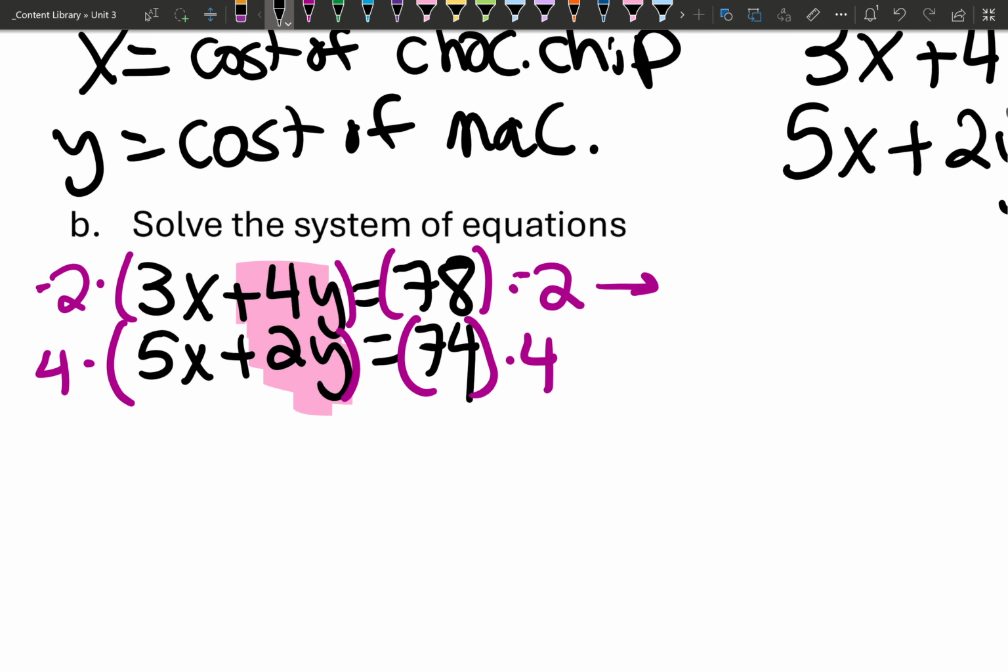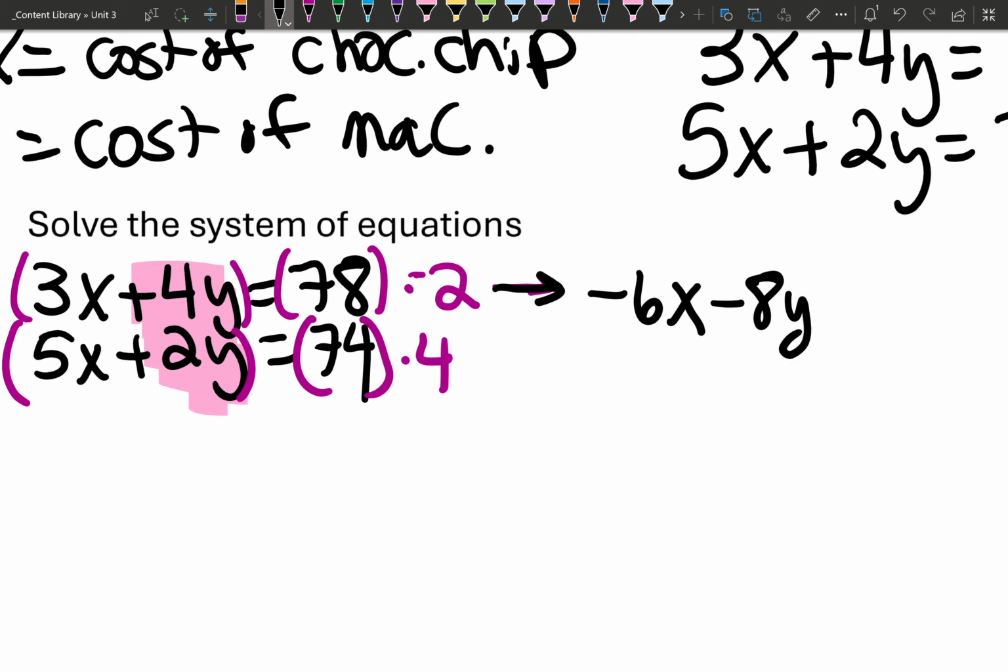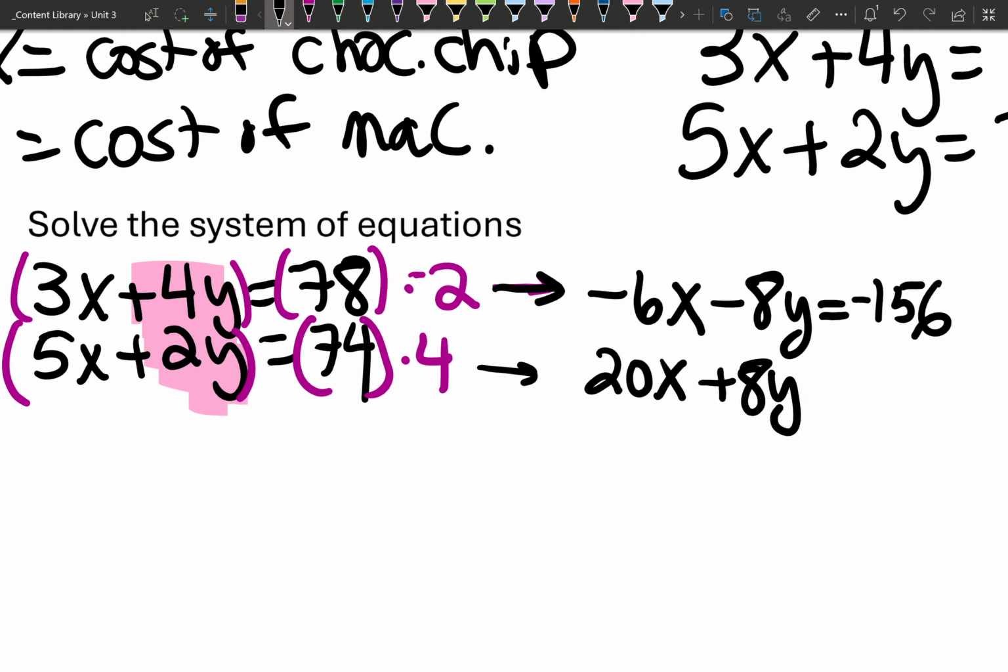Let's see what we got. No, it's supposed to be black. There we go. Negative 2 times 3x is negative 6x. Negative 2 times 4y is negative 8y. And negative 2 times 78 is negative 156. 4 times 5x is 20x. 4 times 2y is 8y. And 4 times 74 is 296. Right? Yes. All right, let's add everything up.